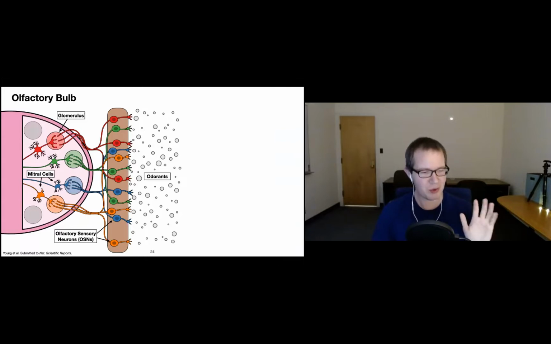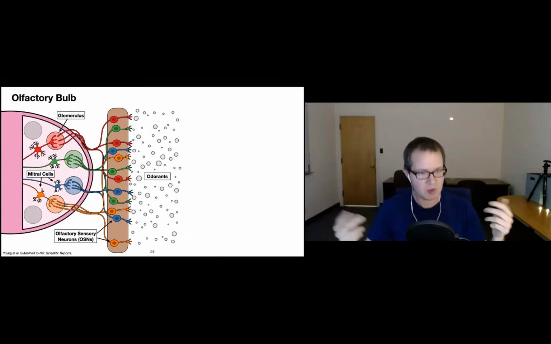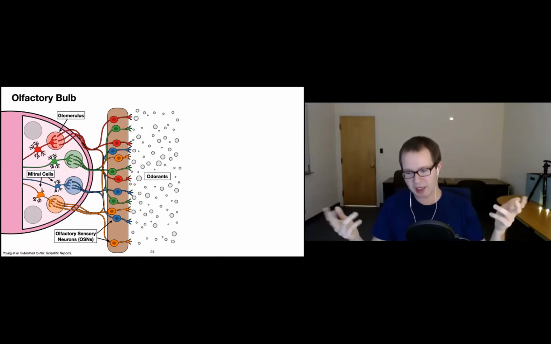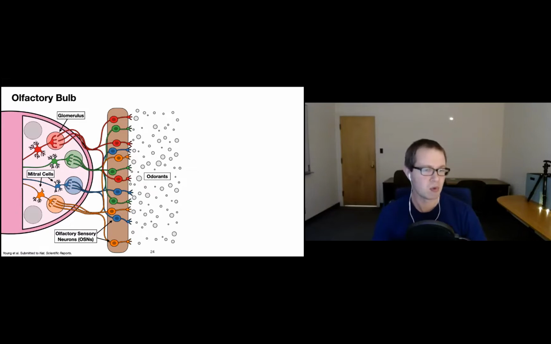And whatever way that these OSNs are describing odorants, it's being transmitted to sites in this structure called the olfactory bulb. OSNs that are of the same type, which means that they describe smells in the same way, so the red cells will describe smells in one way and the green cells will describe smells in a different way. By describing them, I mean they fire at a certain rate per odorant. The same types go to the same spots in the olfactory bulb. We have a complicated name for those spots: glomeruli, glomerulus for short.